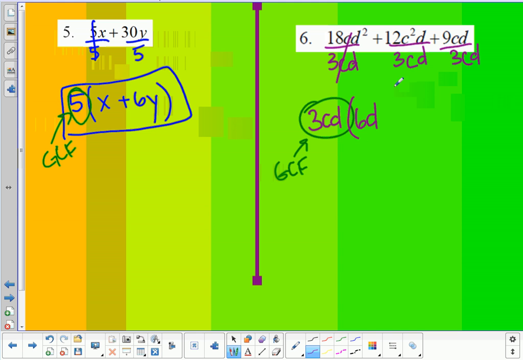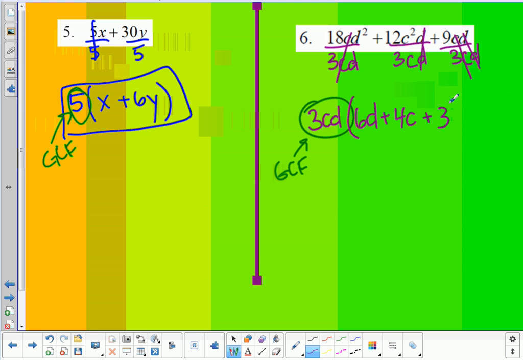And then 12 divided by 3 is 4. C squared over C is C. And D over D cancels. And the last one, 9 divided by 3 is 3. C divided by C goes away. D divided by D goes away.